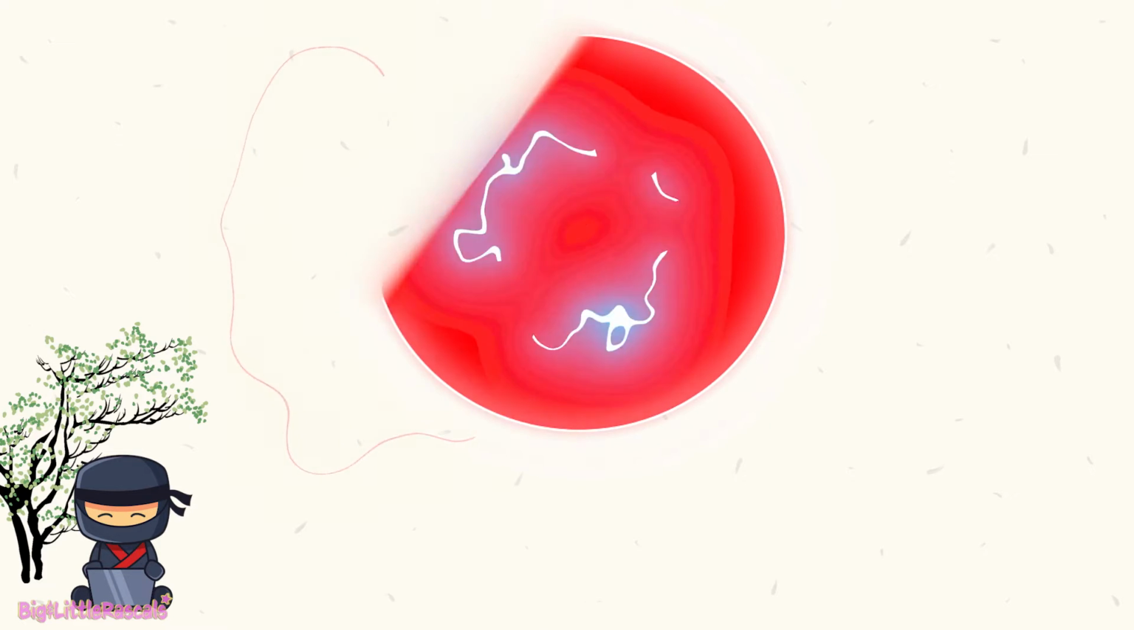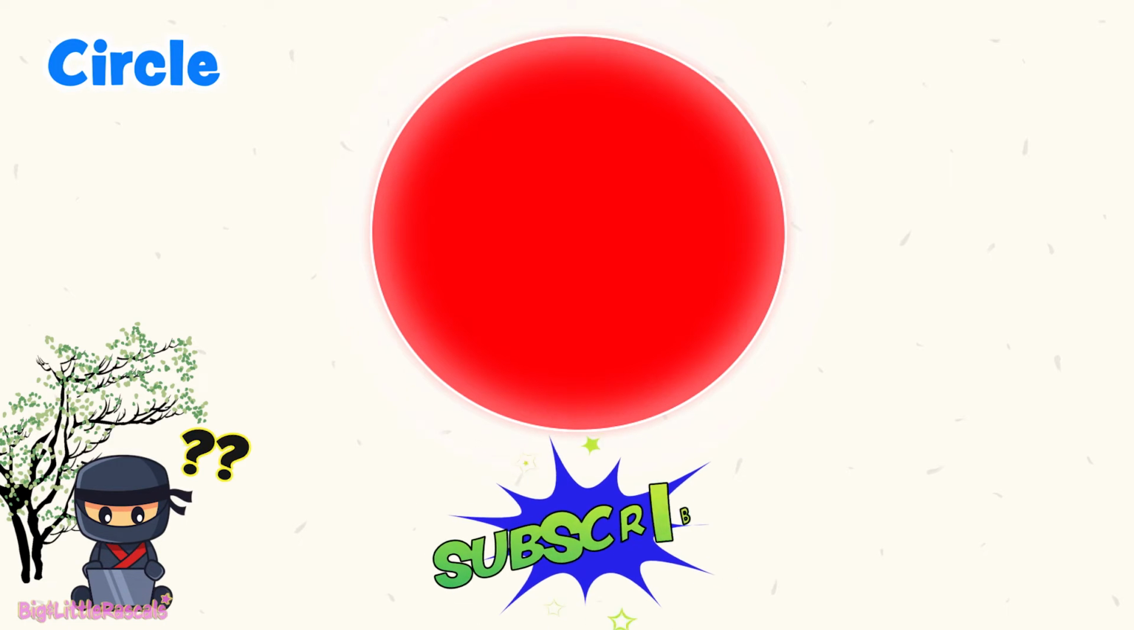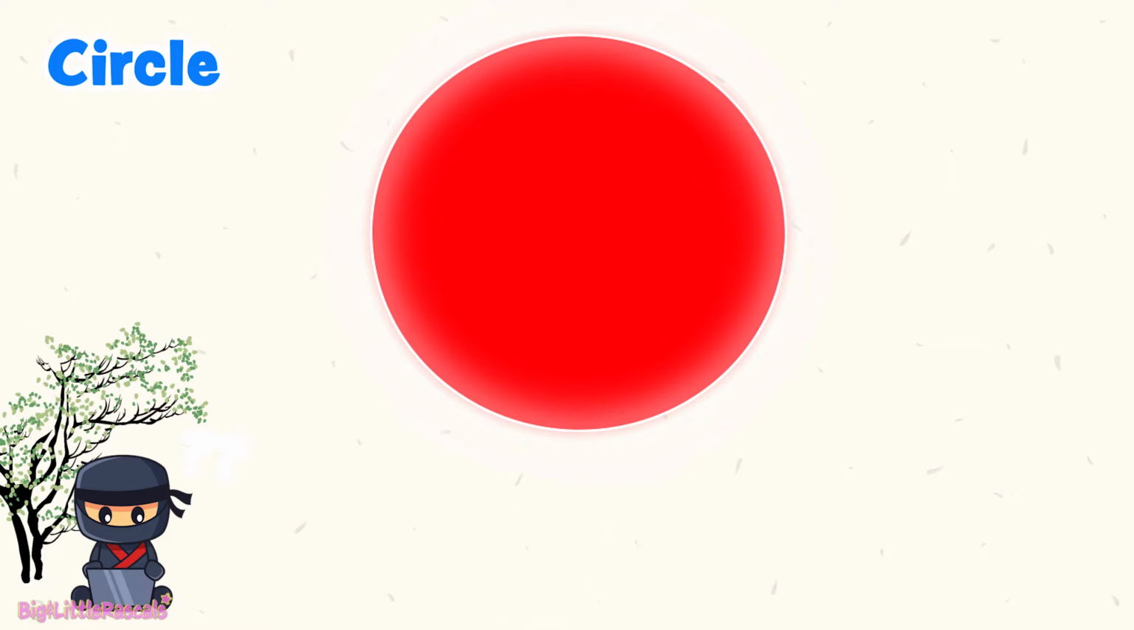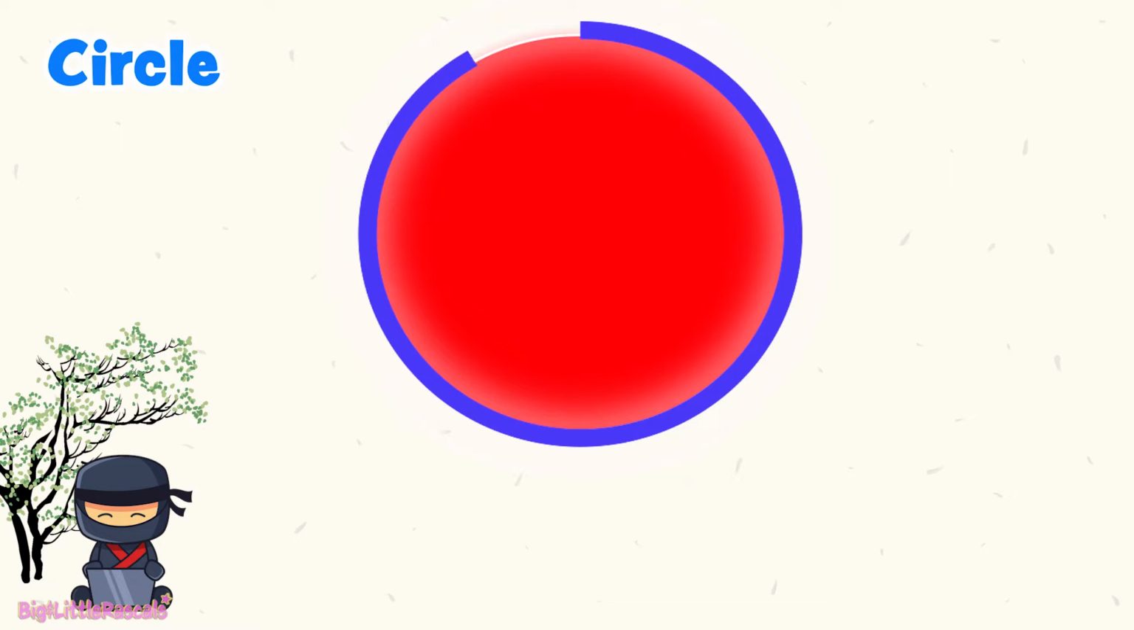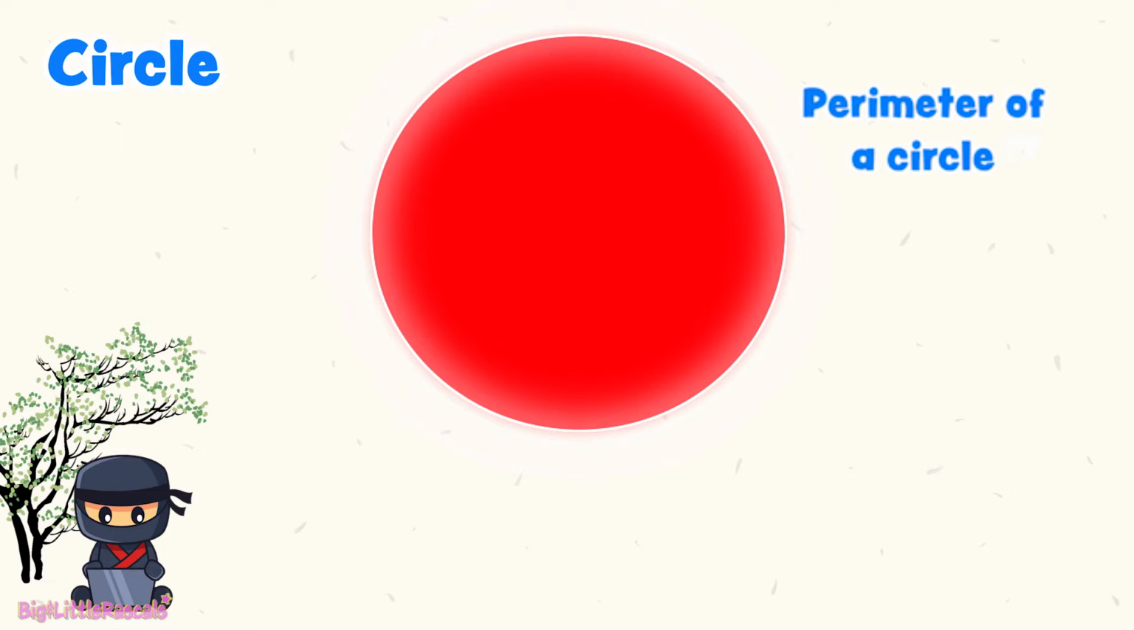A harder challenge. Ready? Now, how about this shape? It's a circle! That's right! But how many sides does a circle have? It's tricky, right? A circle has no straight sides. So, how do we calculate the perimeter of a circle?